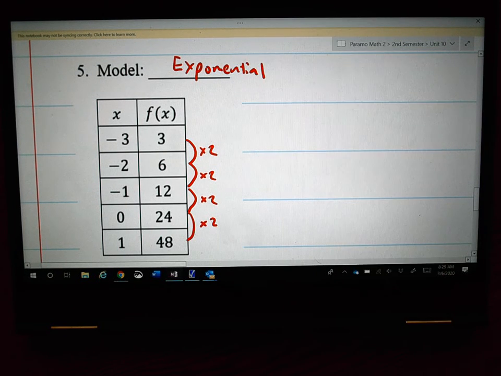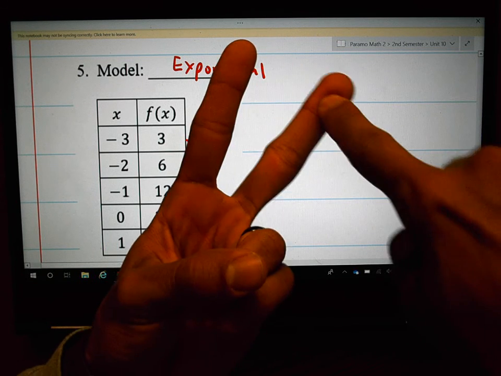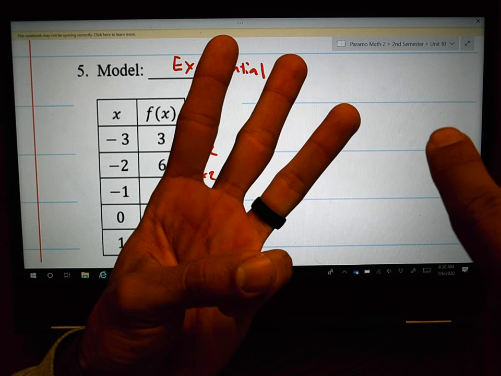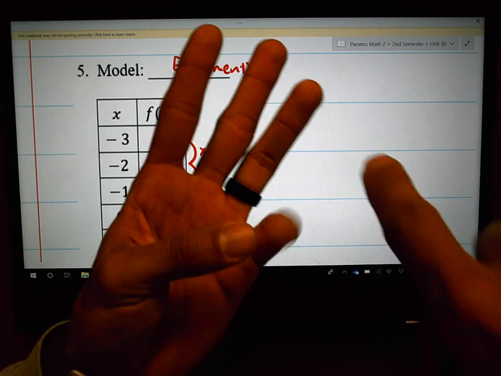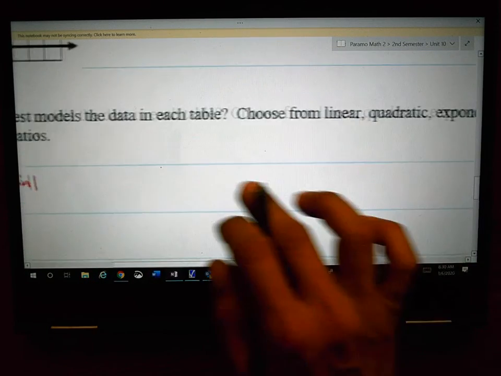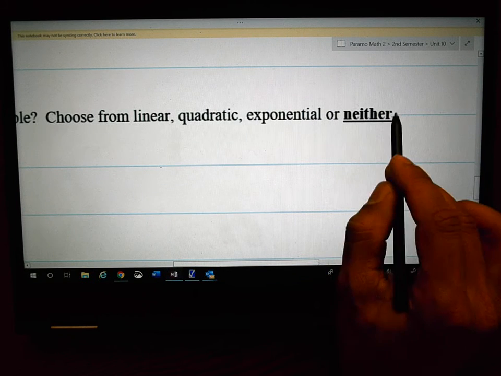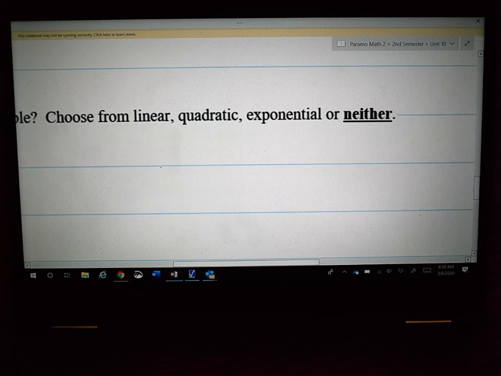Keep in mind, common differences, linear. Common ratios, exponential. Or second differences are quadratic. And if it doesn't fit any of those 3 patterns, keep in mind there is the tricky choice. We're going to throw in 1 or 2 that just don't match. Neither is a possibility. We'll stop right there.